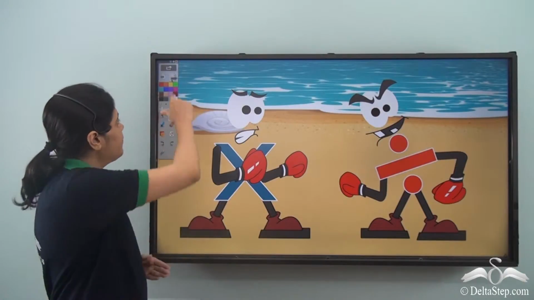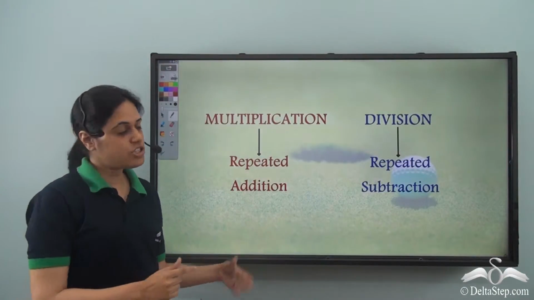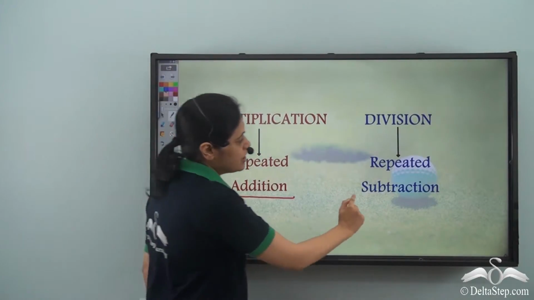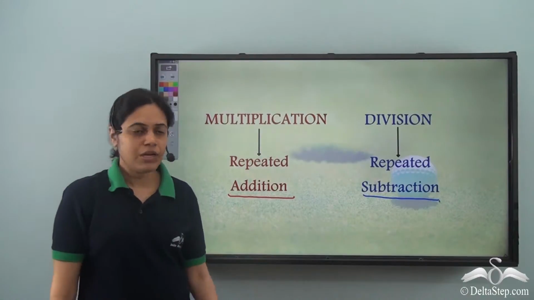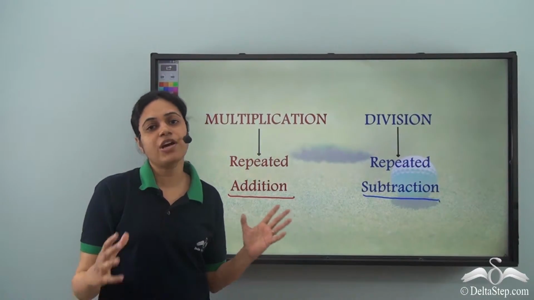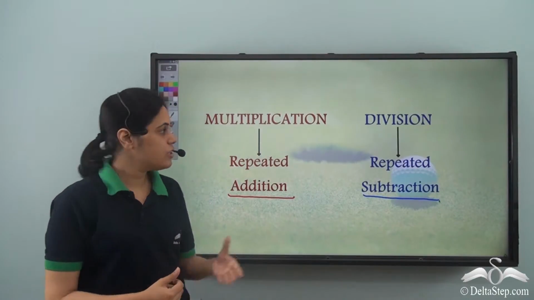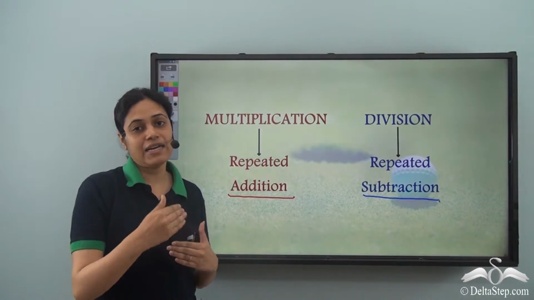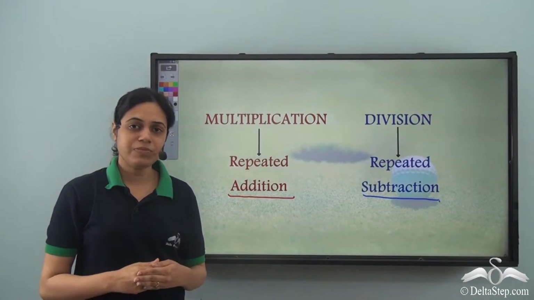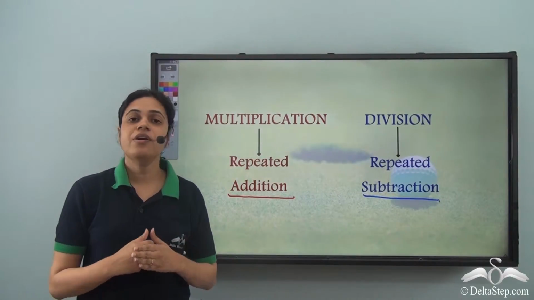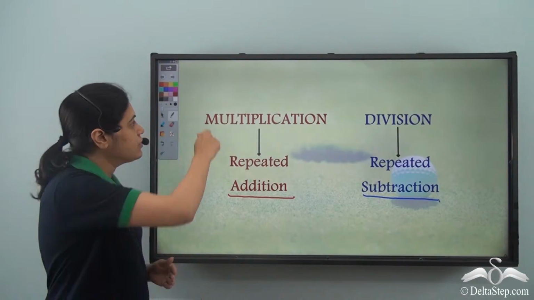We know that multiplication and division are exactly opposite. How? Multiplication is repeated addition, whereas division is repeated subtraction. Now, since addition and subtraction are opposite, multiplication and division are also exactly the opposite. So, multiplication means adding again and again, and division means subtracting again and again. So, these two are exactly opposite.